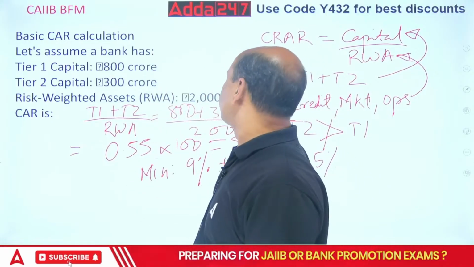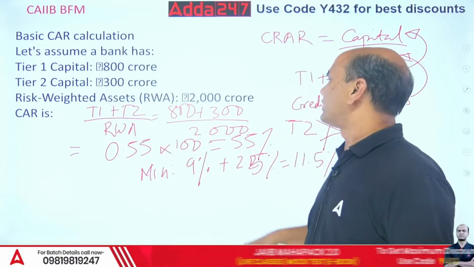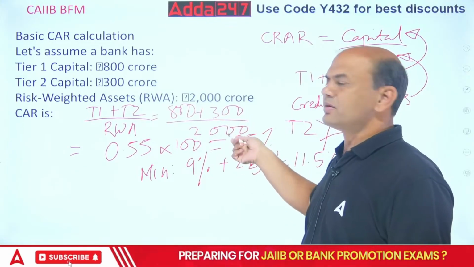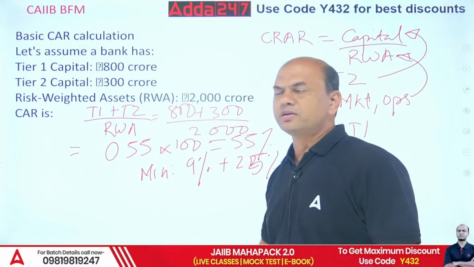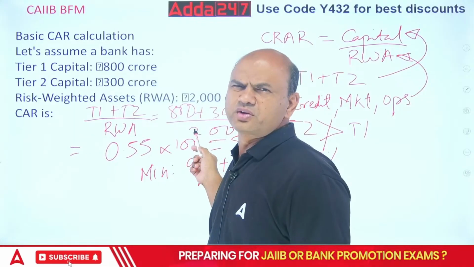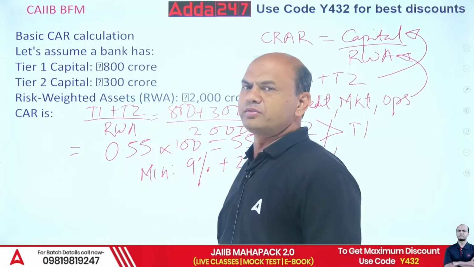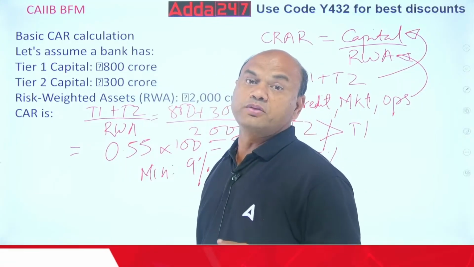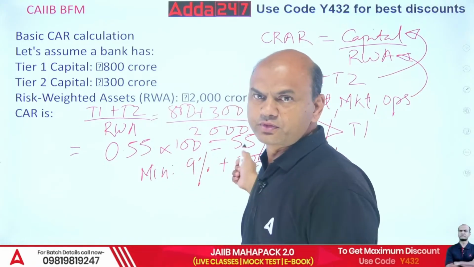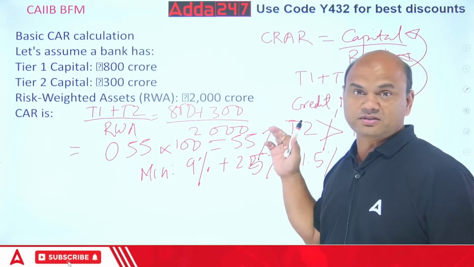So now you are having both the figures. T1 plus T2, you are having it 800 plus 300. RWA, are you having it? See, total given, 2000 crores. So just put the figures over here. 1100 upon 2000, it's 0.55. Generally what do we do? We put it in percentage, so I'll multiply by 100. So 55%. Okay. So CRAR is 55%.